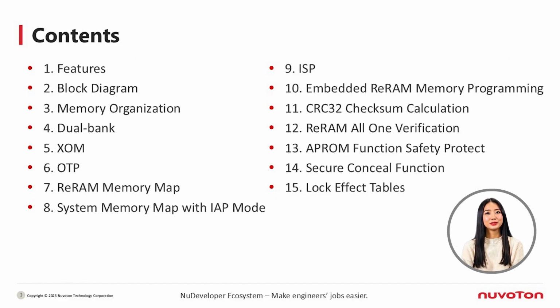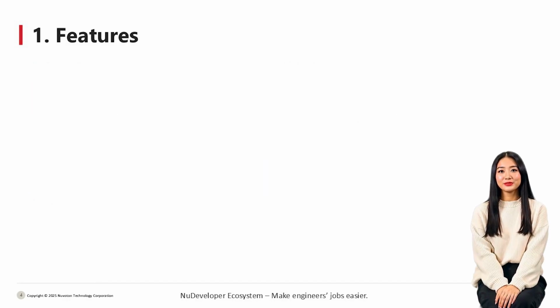I will mainly share the following 15 parts: 1. Features. 2. Block diagram. 3. Memory organization. 4. Dual bank. 5. XOM. 6. OTP. 7. ReRAM memory map. 8. System memory map with IAP mode. 9. ISP. 10. Embedded ReRAM memory programming. 11. CRC32 checksum calculation. 12. ReRAM all-one verification. 13. APROM function, safety protect. 14. Secure conceal function. 15. Lock effect tables. First, I will share the features.